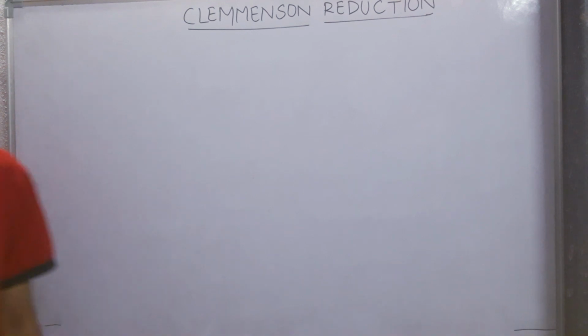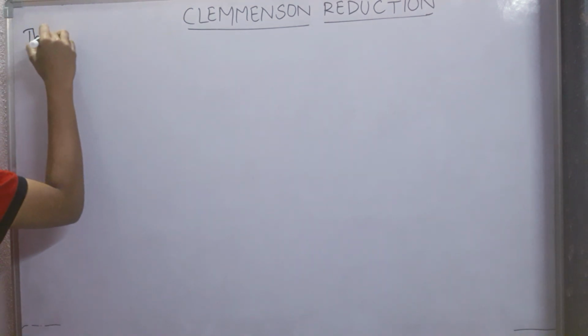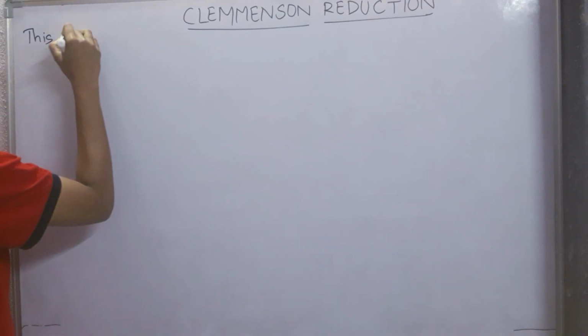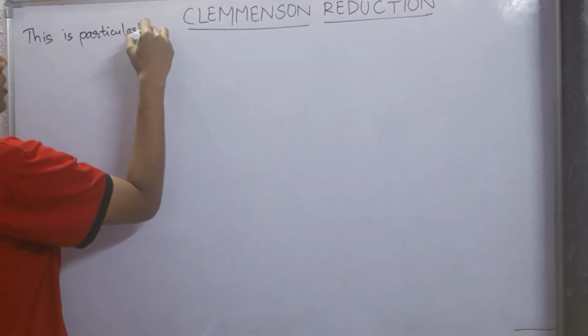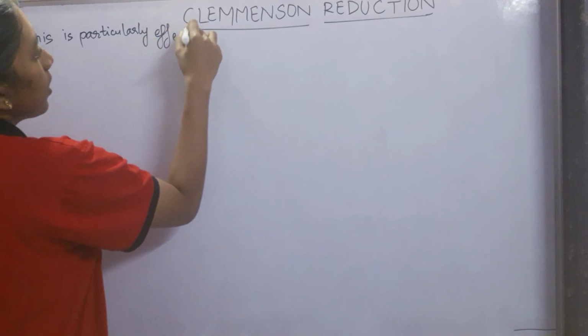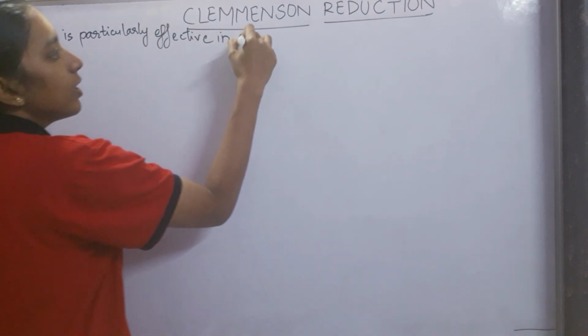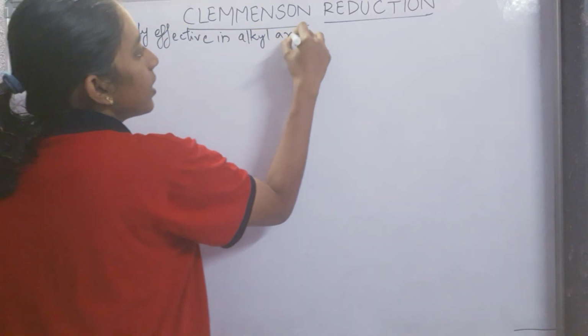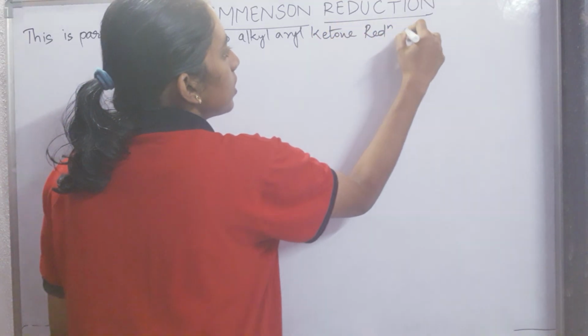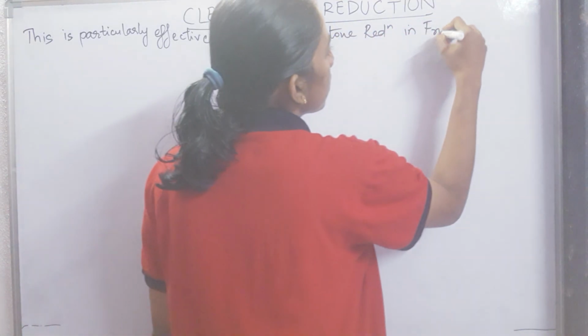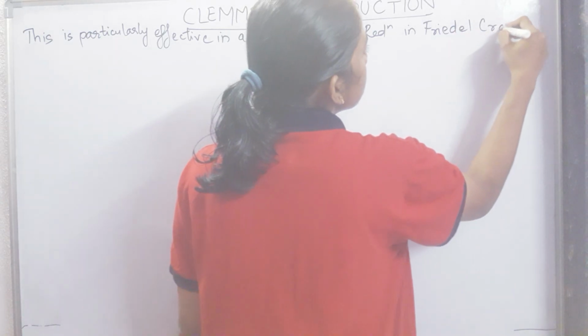So today we'll be learning about Clemmensen reduction. First of all, what is this Clemmensen reduction? This is particularly effective in alkyl aryl ketone reduction in Friedel-Crafts acylation.